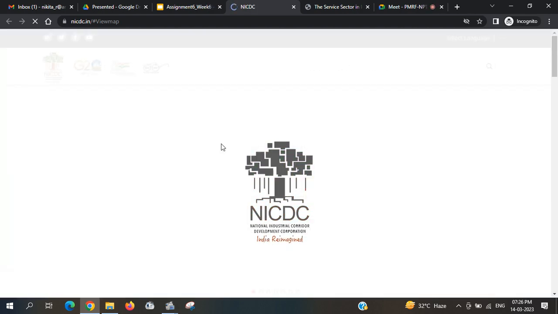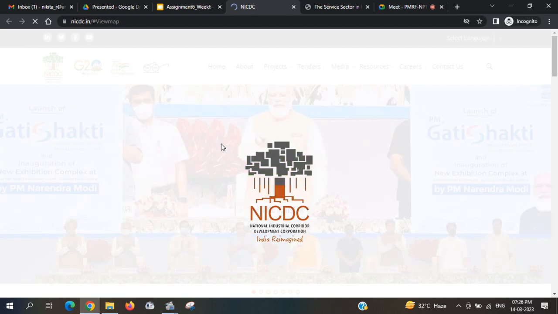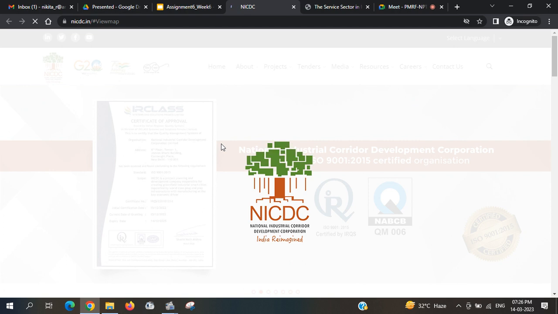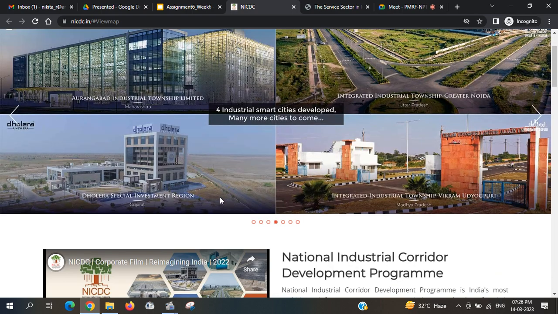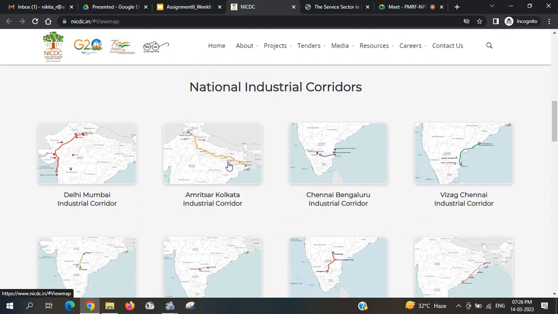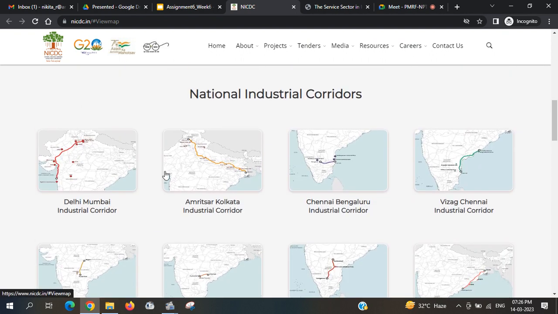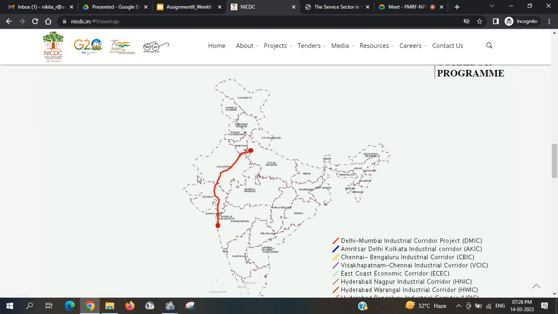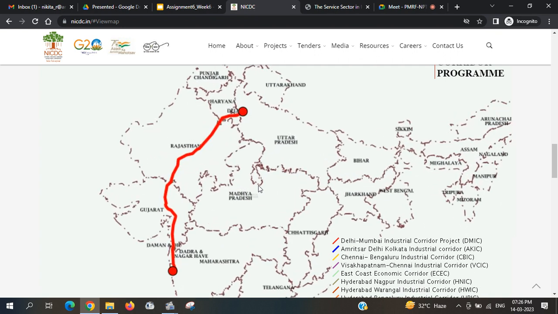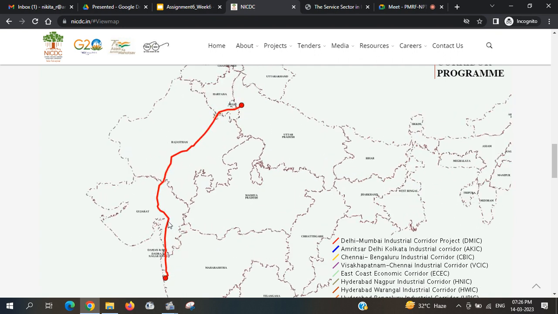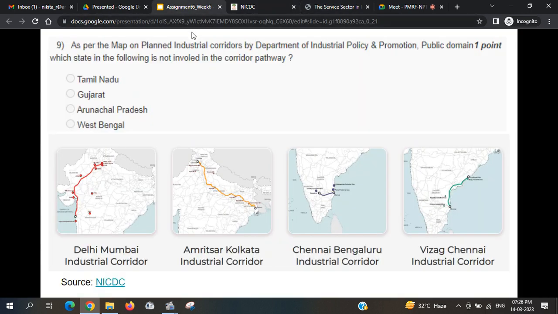So this is the National Industrial Corridor Development Corporation of India, and this will provide you with the details of all the industrial and economic corridors that have been proposed and planned for development in India. You can see the details of all the industrial corridors, and if you go to each corridor, you can even see which states are a part of the different industrial corridors. So for example, Gujarat, Rajasthan.